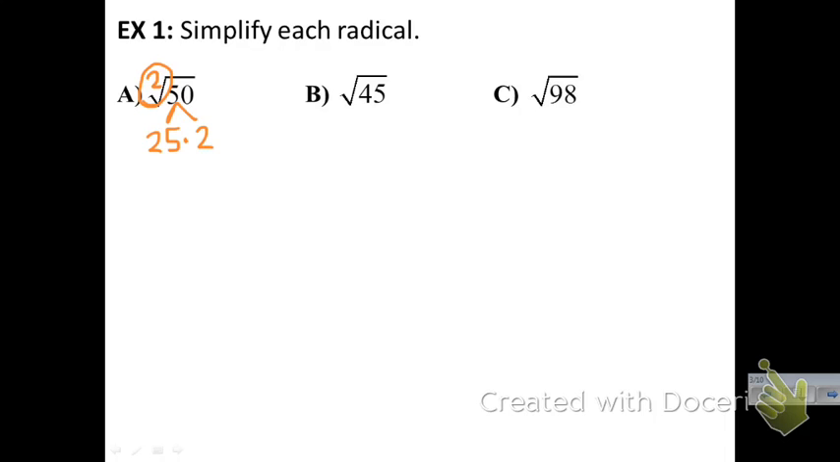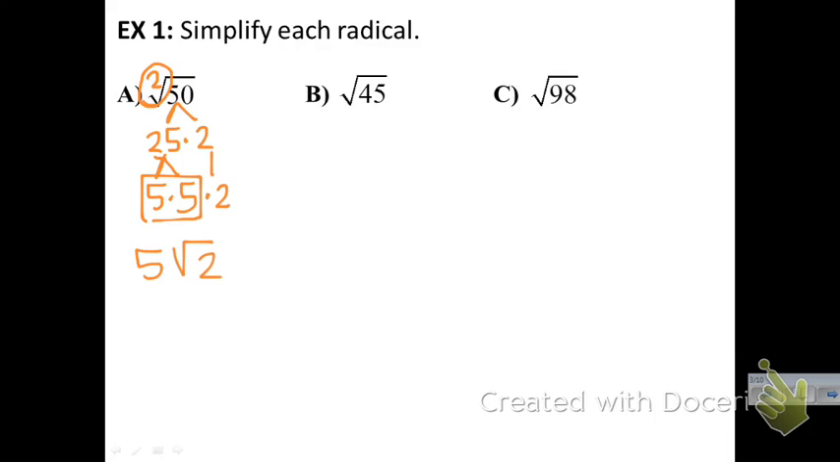There are two ways to look at this. 25 is a perfect square, and we know that the square root of 25 is 5. Or you can continue breaking this down to prime numbers. 25 is 5 times 5, and then times this 2. And then we can say it needs 2 of the same number to bring one out. So we have 2 5s, so we get to bring one out, and there's a 2 left inside.